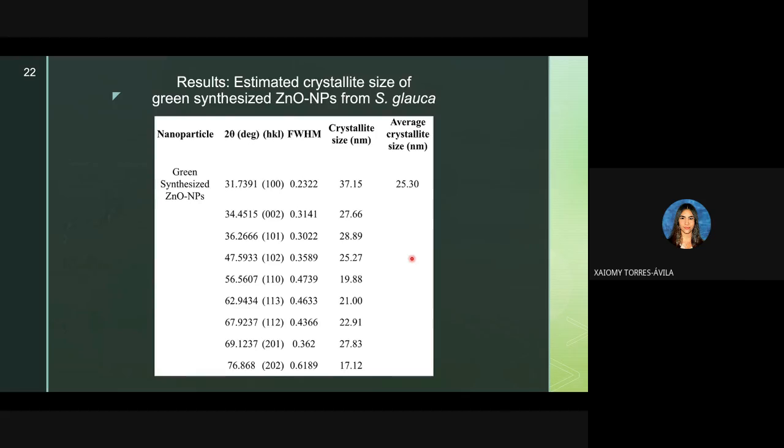All right, now we have the estimated crystallite size of the green synthesized zinc oxide nanoparticles from S. glauca. In this table, we have different zinc oxide nanoparticle sizes that were measured, ranging from 17.12 all the way up to 37.15 nanometers. The average size of these nanoparticles was 25.3 nanometers, and these values are all below 100 nanometers. Therefore, they are not prone to phagocytic clearance by the reticuloendothelial system, and they're greater than 10 nanometers and thus are not readily secreted by the kidney.